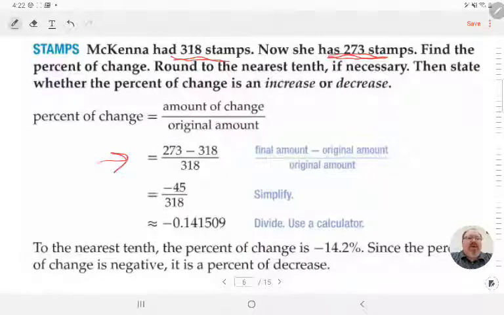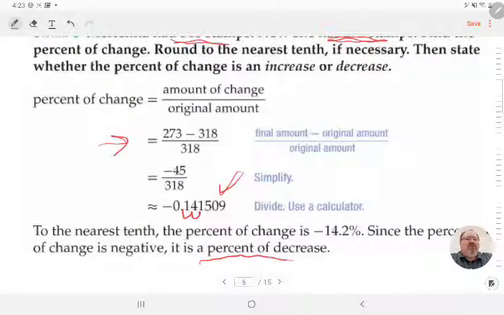So we would have 273 minus 318 divided by 318, which would be negative 45 divided by 318, and we get this decimal. We then could just simply move our decimal 2 places over, and it says round to the nearest tenth, so it would be negative 14.2%. And since this is negative, it's going to be a percent of decrease. Okay? All right. So remember, final amount minus original amount divided by original amount.